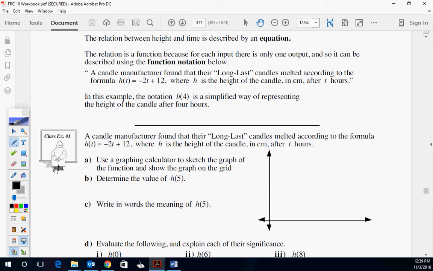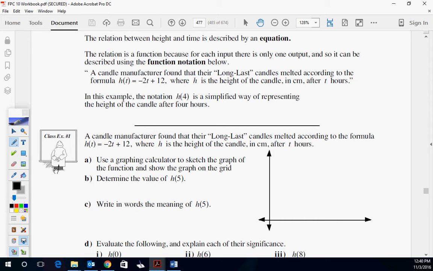The relation is a function because for each input there's only one output, so it can be described using the function notation below. A candle manufacturer found that the long-lasting candles melted according to the formula h of t, which stands for what? f of x. Yeah, your f of x, but in this case it's the height. But yes, you're right, f of x, which is the y. In this case our y is height. Negative 2t plus 12. h is height, t is hours. It's another time and height thing. It's one of the more common things you'll compare.